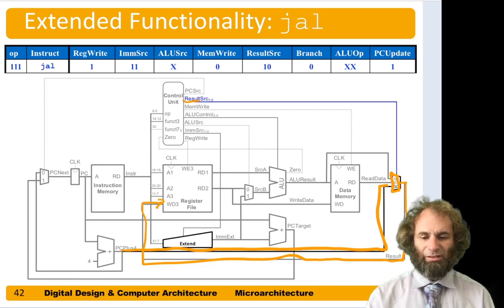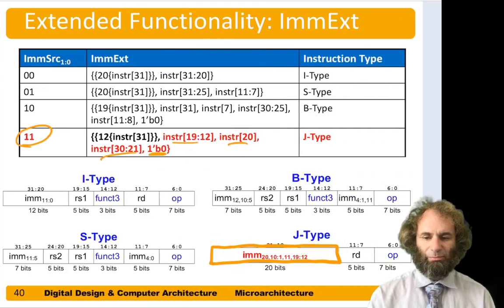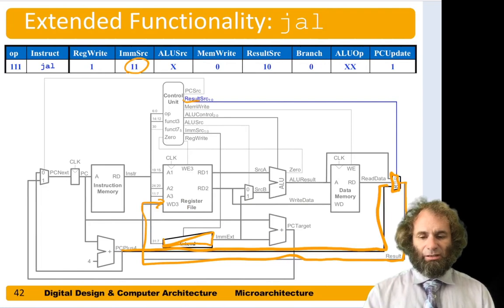And just to summarize, the three differences were that the extender has a new format with IMM source being 1, 1 for jump immediates. The PC source logic gets an extra OR gate to tell us that we want to do the jump. And the result multiplexer takes a new input from PC plus 4 that we're going to select to choose the return address to write to the register file.